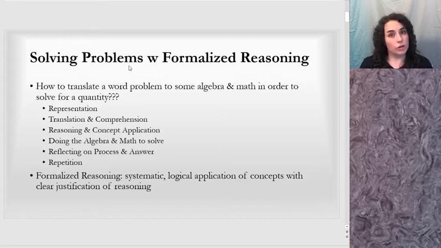And so what I mean by formalized is systematic logical application, with clear justification of reasoning. Formalized often means that we're very explicit in the logic that we carry through in solving a problem, and we provide evidence and justification between steps. Very formalized and has symbolic representation. Okay.